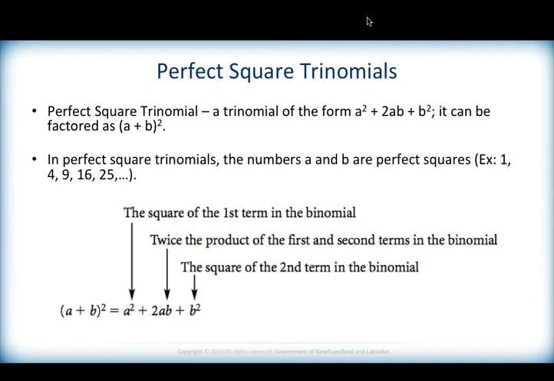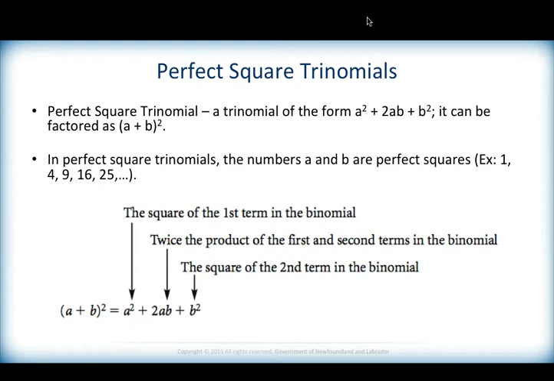So this is the pattern that we're looking for in this perfect square trinomial. Does it start and end with a perfect square? If you look at the way it's laid out, the a squared term and the b squared term must be two perfect squares in order for it to be a perfect square trinomial. And if this is the case, we have some rules. If you look at the bottom here, the square of the first term in the binomial, so it'll be a squared, twice the product of the first and the second terms in the binomial, that's your 2ab, and the square of the second term in the binomial.